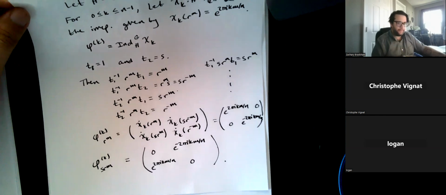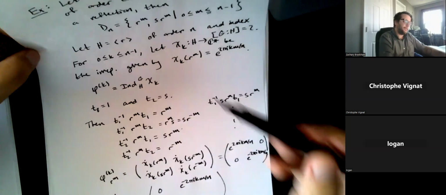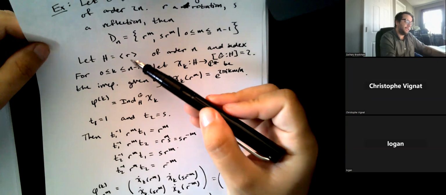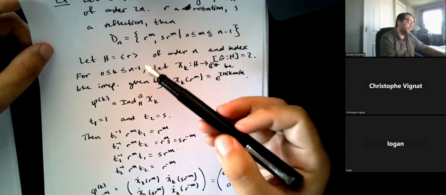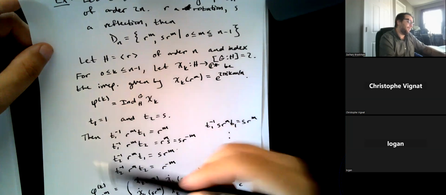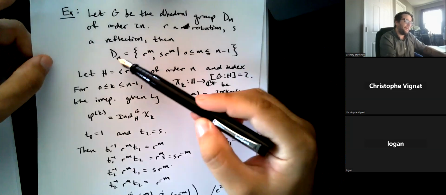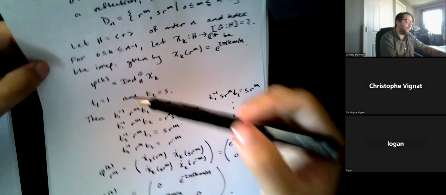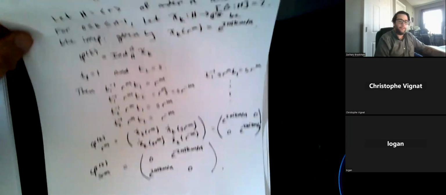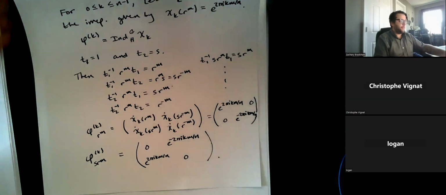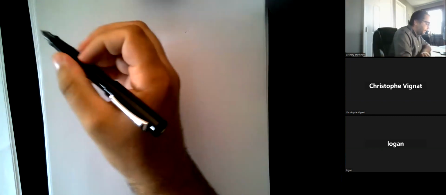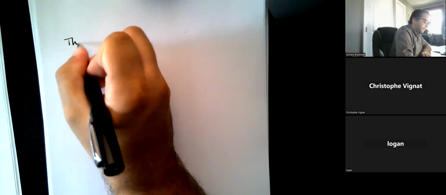So we have these characters and representations of the cyclic group, which is a subgroup of the dihedral group. And we want to get an induced representation on the entire dihedral group. And those representations are given here. Okay, hopefully that was less confusing the second time around. All right, so next theorem.